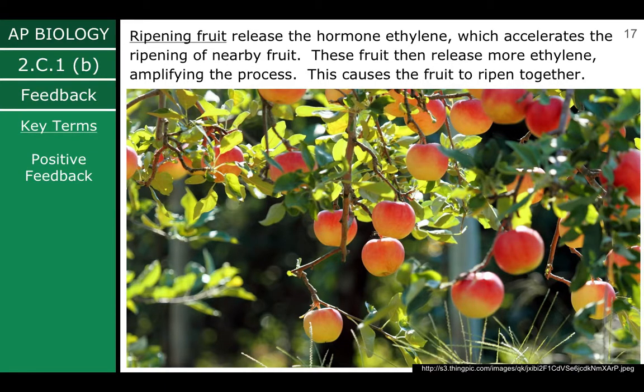Our last example of positive feedback is ripening fruit. It's such an interesting example. Ripening fruit releases a hormone, ethylene, which accelerates the ripening of fruit nearby it. These fruit then release more ethylene, amplifying the process, which causes the fruit to ripen at the same time. So that's why, if something isn't ripe yet, what people will do is put a banana that's already been really ripened in a plastic bag with it, because that ethylene is going to cause the rest of the fruit to ripen. So once again, that stimulus is amplified, this release of that hormone in a positive feedback.